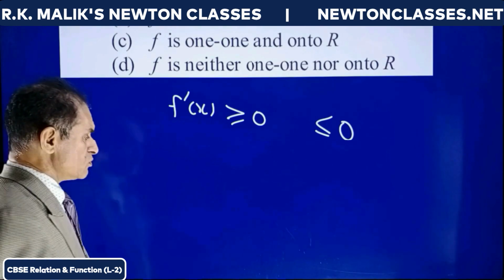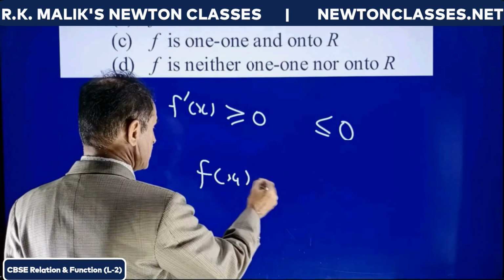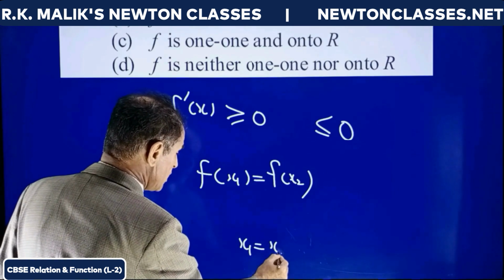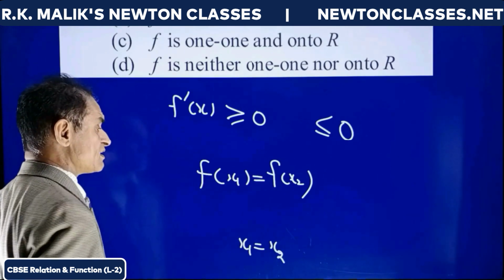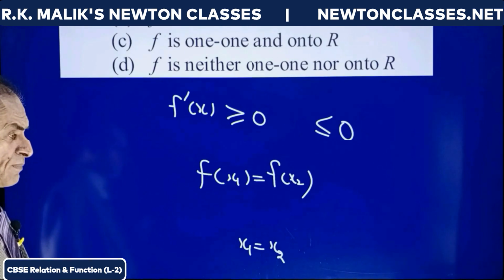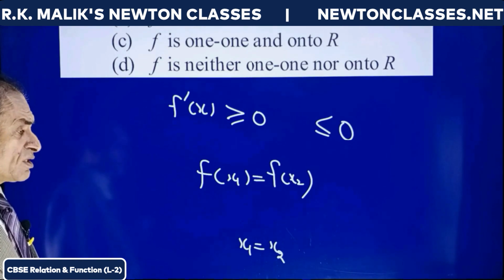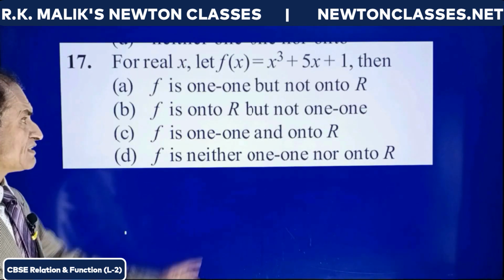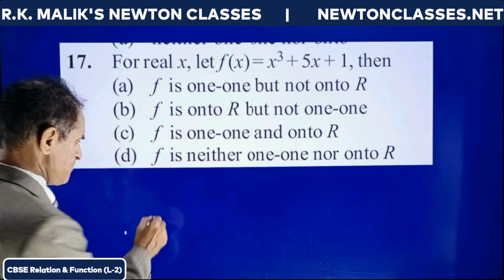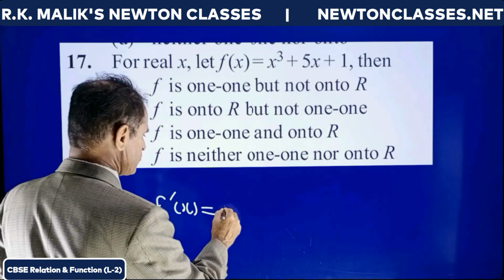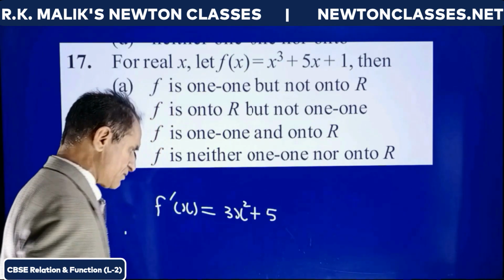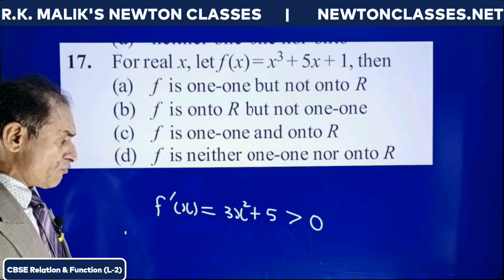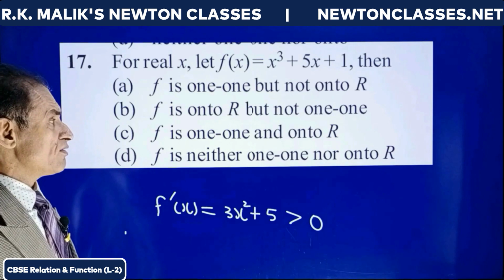Many students use the way that starts from f(x1) equal to f(x2), and they say if x1 equal to x2 is the only conclusion from here, in that case the function will be one-one. This is correct, but many times it makes the solution lengthy or difficult or sometimes impossible also. And using the same concept here, as f(x) is given as x cube plus 5x plus 1, f dash x will be 3x square plus 5, which is clearly greater than 0 for all values of x. Hence the function will be one-one.